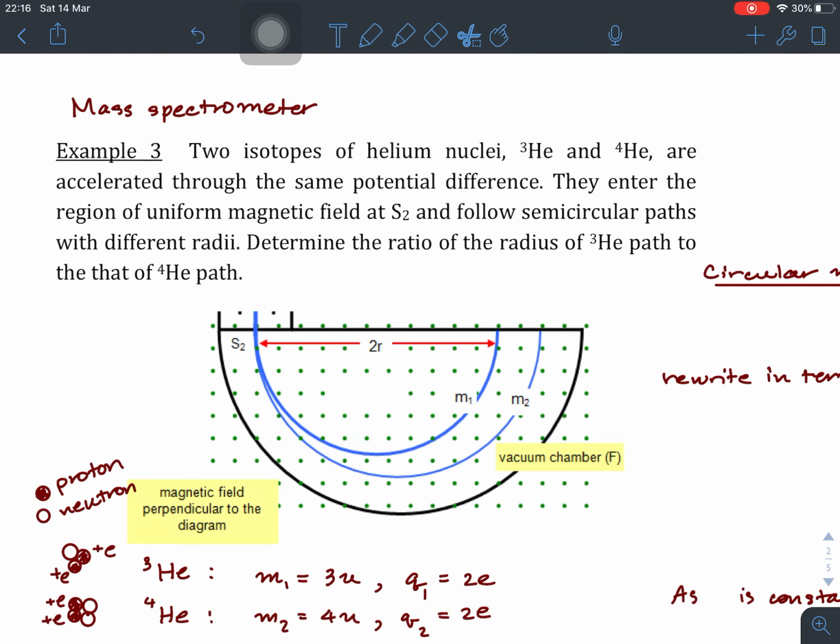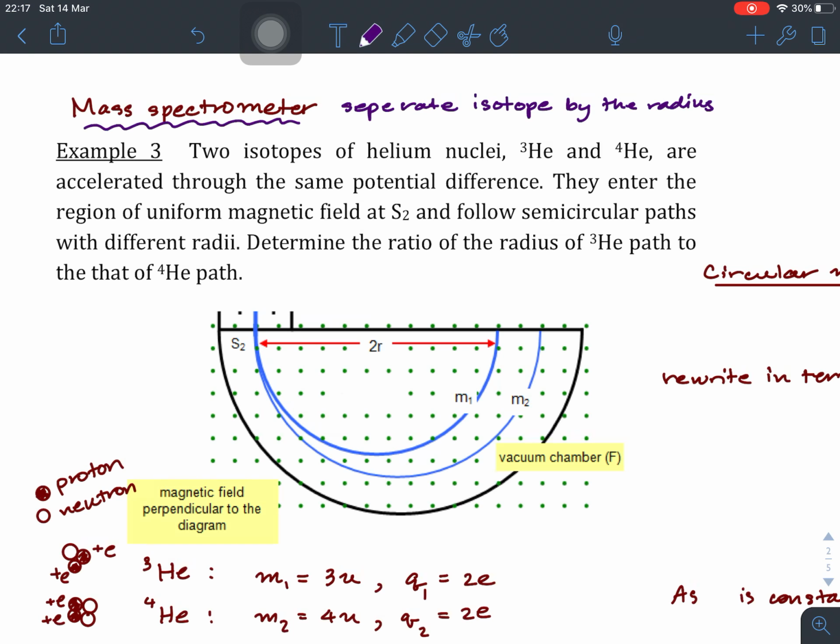This example 3 will be about the application of the charge moving in a circular path by the magnetic field. So it is the principle of the mass spectrometer. A mass spectrometer is actually an instrument to separate the different isotopes of nuclei by the radius. Okay, and here we are going to see how.